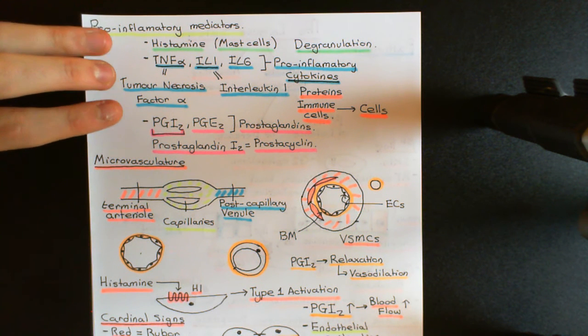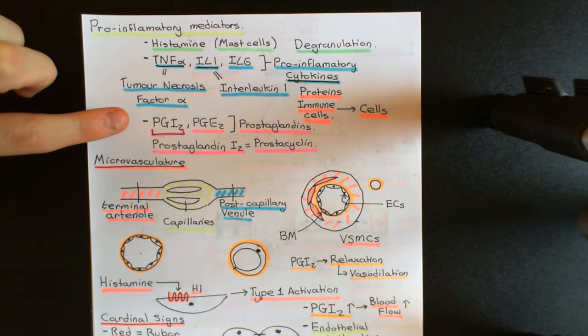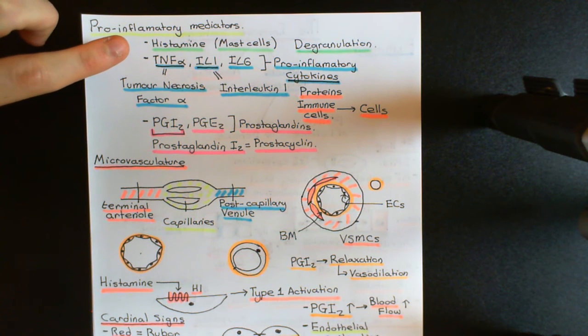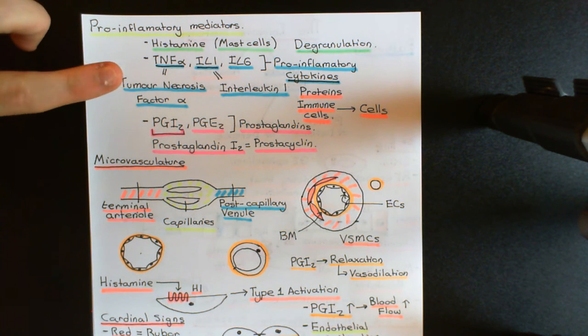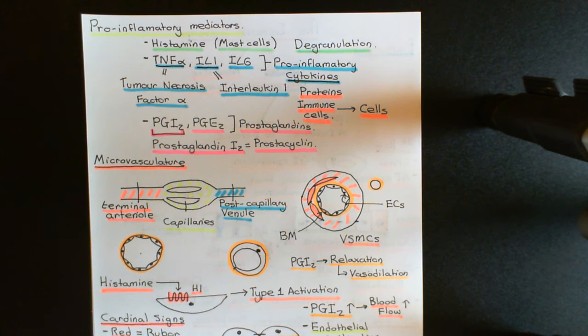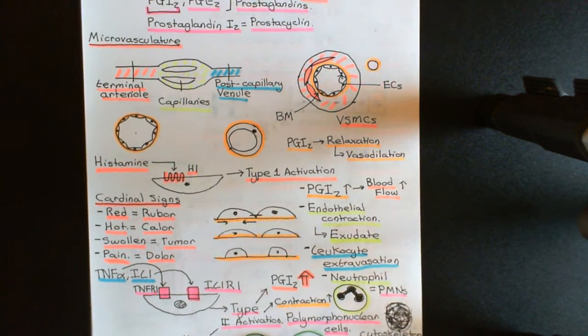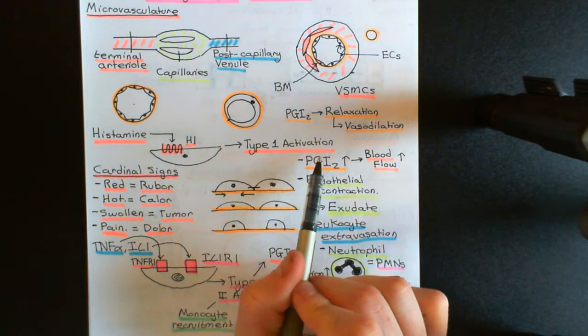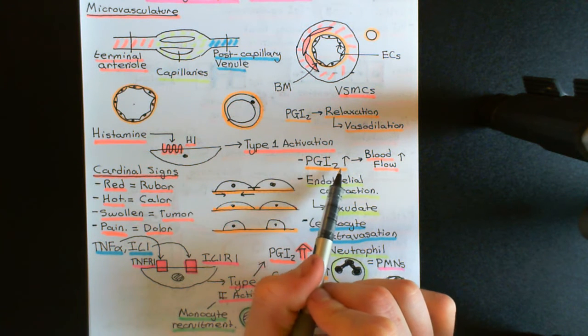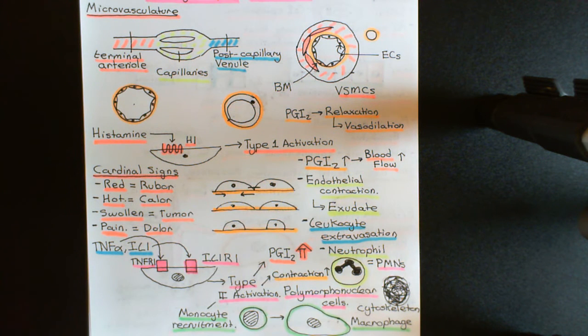So far, what we have discussed is the roles of 4 of these pro-inflammatory mediators. We've discussed that histamine, released solely by the mast cells, is going to be the first one to actually cause the acute inflammatory response. It's going to be released extremely rapidly, and it's going to act on the endothelial cells of the microvasculature extremely rapidly, and it's going to lead to type 1 activation of those endothelial cells, and we've seen the effects of type 1 activation. It leads to the endothelial cells producing prostaglandin E2, which will cause vasodilatation of the terminal arterioles and therefore increased blood flow to the affected area.